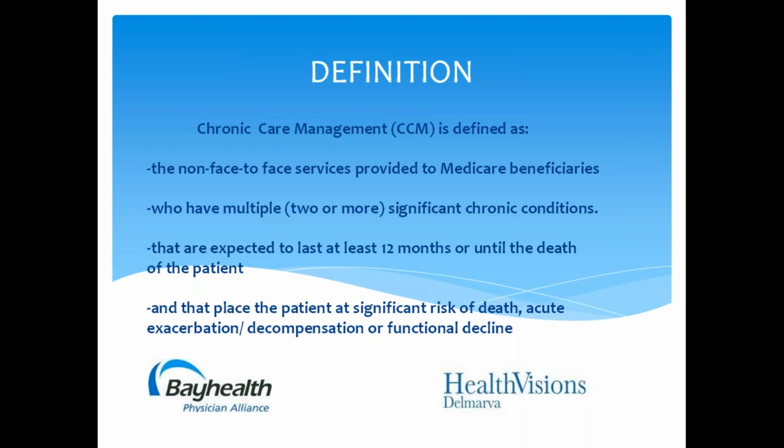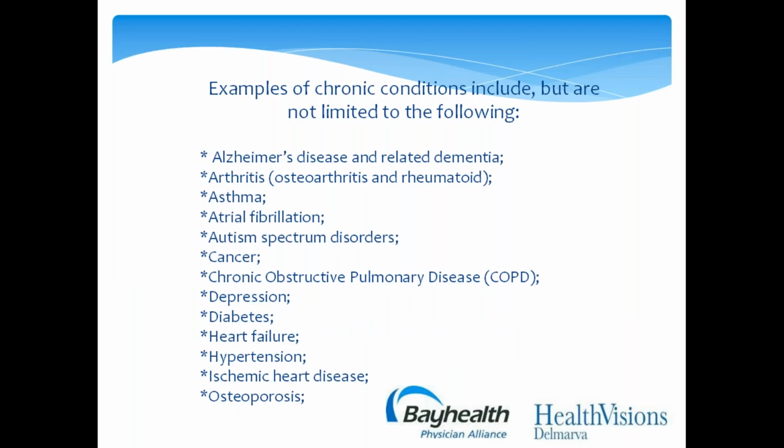So let's define it. Chronic care management is defined as a non-face-to-face service provided to Medicare beneficiaries. So this is different than all of the other Medicare billing services, because, as you know, most of those, if not all that I can think of, need to be face-to-face. The patient needs to have multiple, at least 2 or more significant chronic conditions, and we're going to take a look at that in a second. And it's expected that these 2 chronic conditions will last at least 12 months or until the death of the patient, and that the patient is at significant risk of death, acute exacerbation, decompensation, or functional decline. So you need to meet all of these criteria in order to qualify for CCM care.